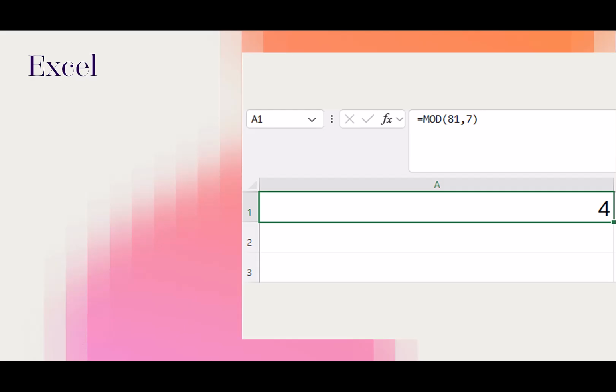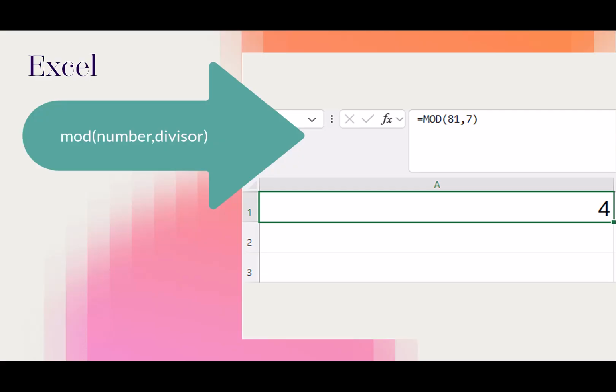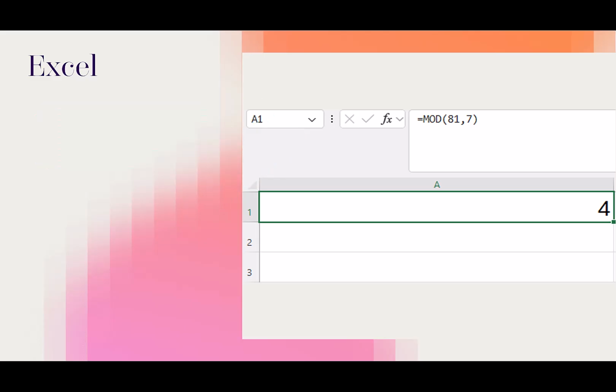In Excel, to use the mod command, you type equals in the cell. Then you type MOD with a parenthesis. First, you put in the number you want to find the mod of, with a comma, then you enter the modulus. So for our last example, I would enter equals MOD parentheses 81 comma 7 and it would return 4.